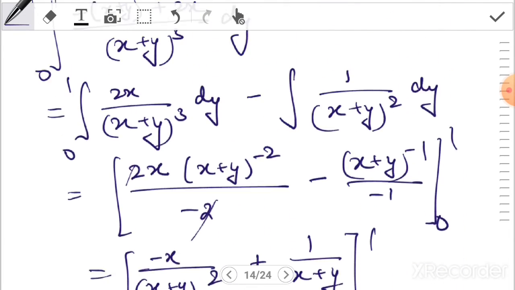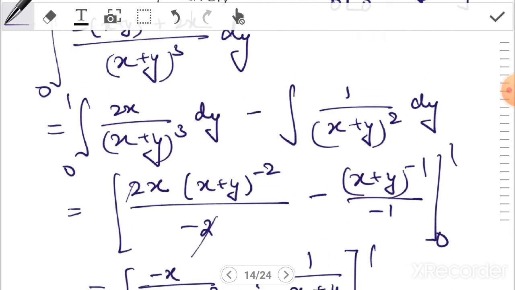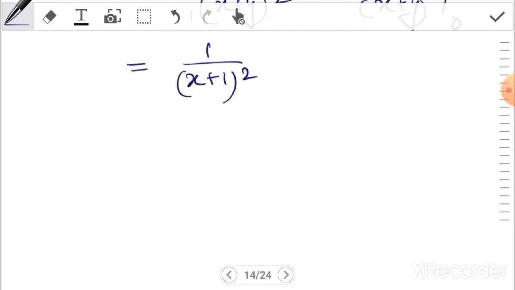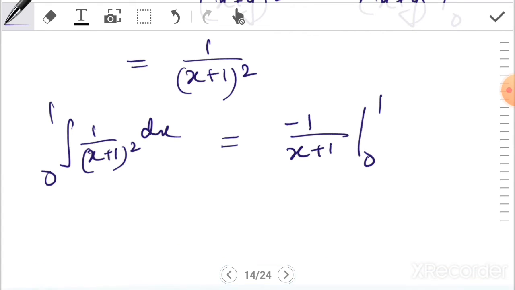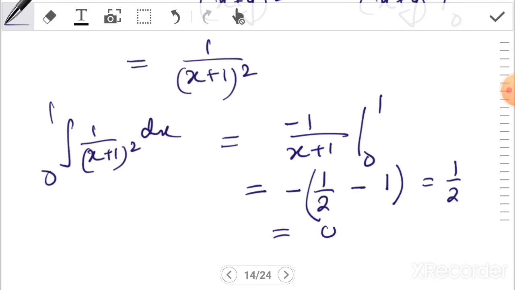Now for outer integral with respect to x, integrate. So integrating this with respect to x dx 0 to 1. So this is minus 1 by x plus 1 and limit 0 to 1. So this now becomes minus half minus 1. So which is plus half. So 0.5.